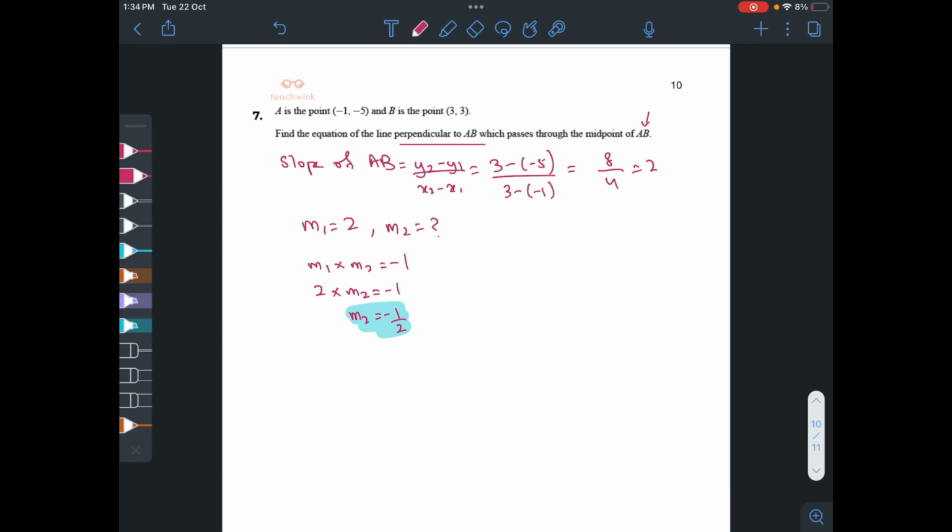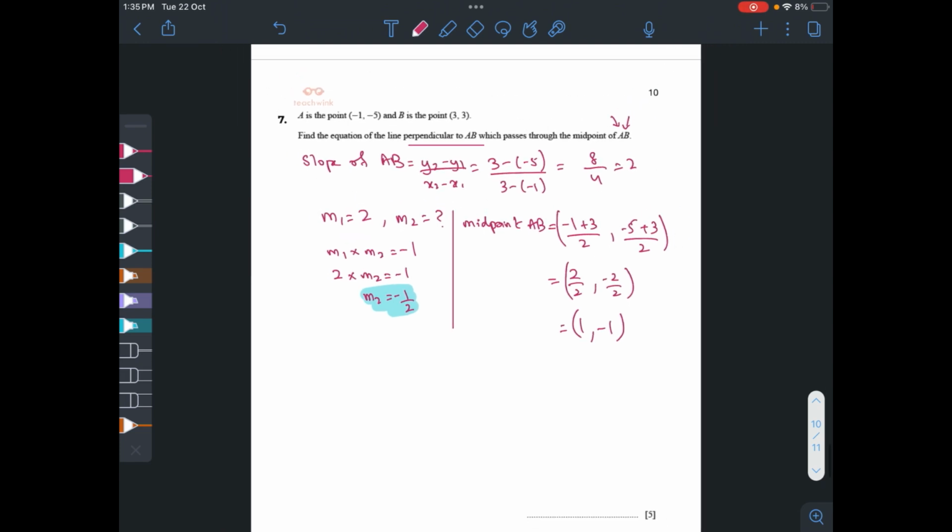Now, we need to find the midpoint of AB because the line that is perpendicular to AB passes through the midpoint. So the midpoint formula is you add the x values, that means you add negative 1 and 3 and you divide it by 2. And you add the y values, that means you add negative 5 and 3 and you divide it by 2. When you do this, this becomes 2 over 2. Negative 5 plus 3 is negative 2 over 2. The midpoint becomes 1 comma negative 1.